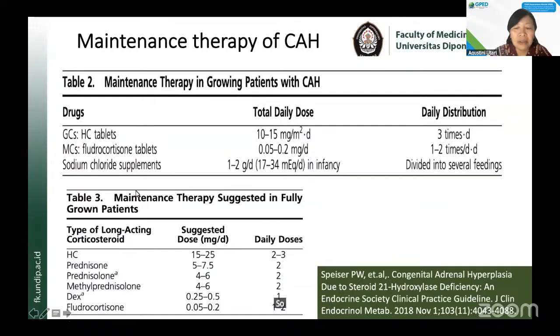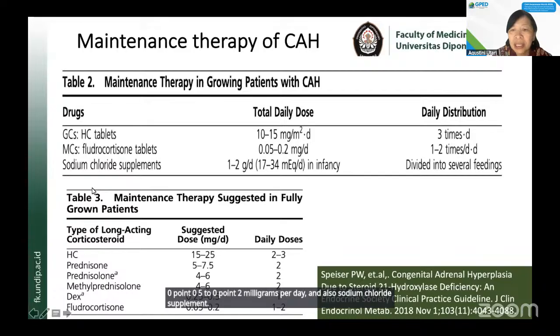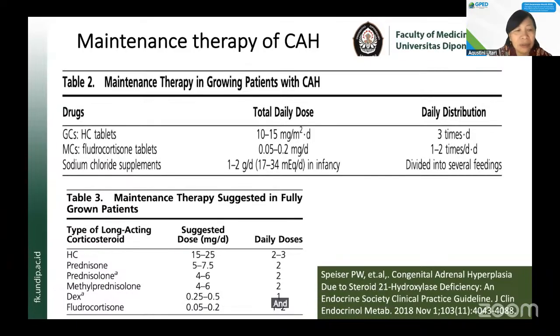So according to the Endocrine Society Clinical Practice Guideline in 2018, they published about the maintenance therapy of CAH. So for the growing patient with CAH, so this is for babies and children with CAH, they usually suggest the hydrocortisone tablet, 10 to 15 milligram per meter square. Also the fludrocortisone tablets, 0.05 to 0.2 milligram per day. And also sodium chloride supplement, 1 to 2 gram per day in infancy. And we can divide it into several feedings.